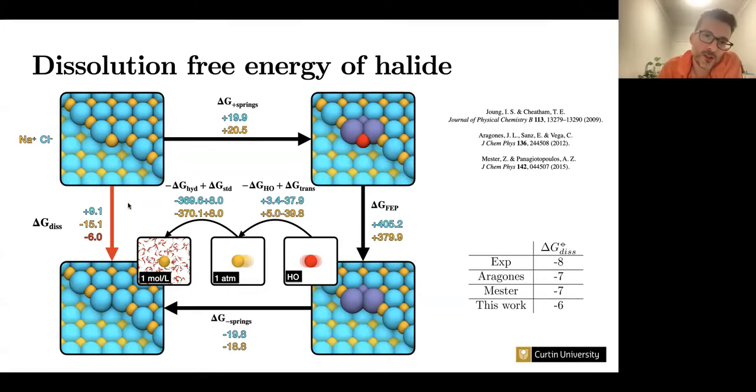So if we repeat this for sodium and chloride, we get these two free energies for the dissolution of the two ions, which added together give -6, which is very close to the values reported by Aragones and Mester. So we think that now we have a working protocol that involves all the standard state corrections, translation of free energies, and anything you want to calculate adsorption free energies of charged species and reference them to the standard state.